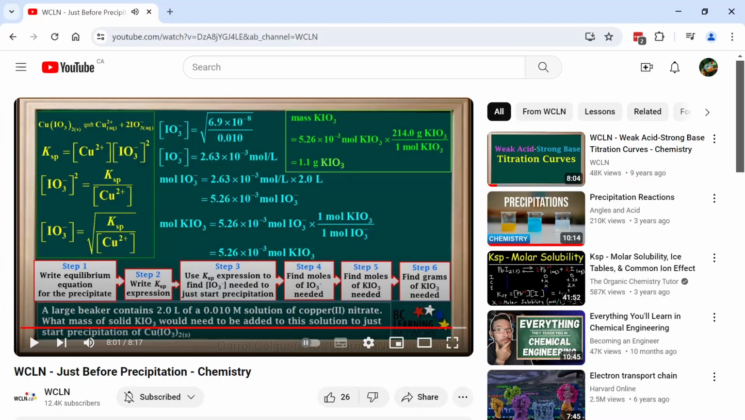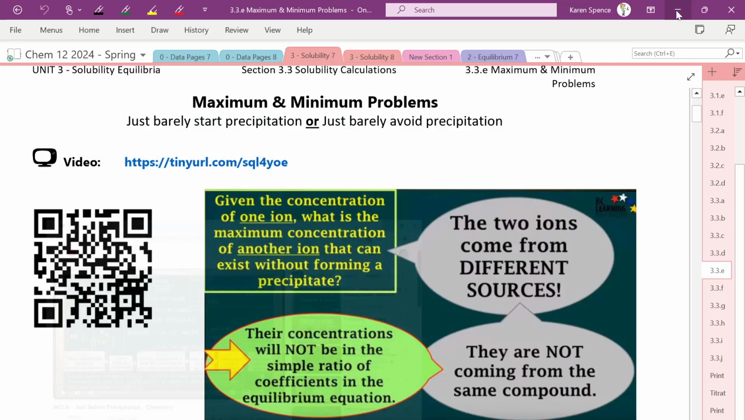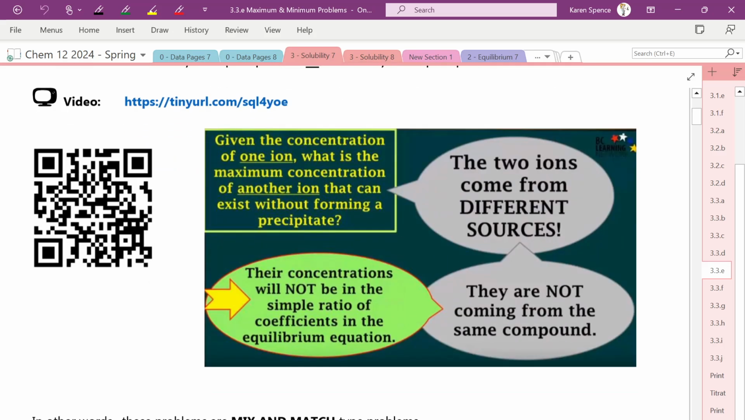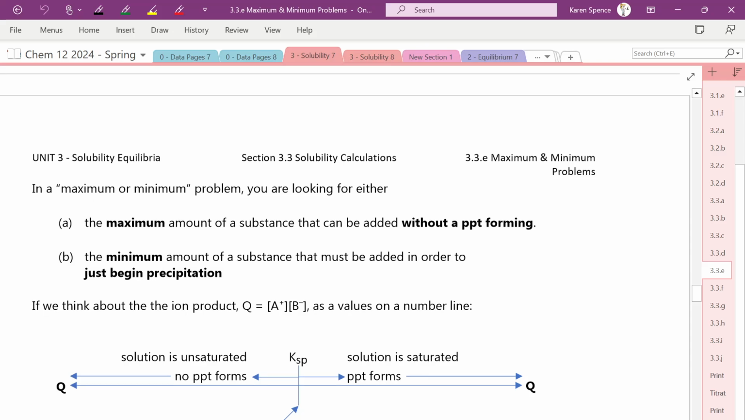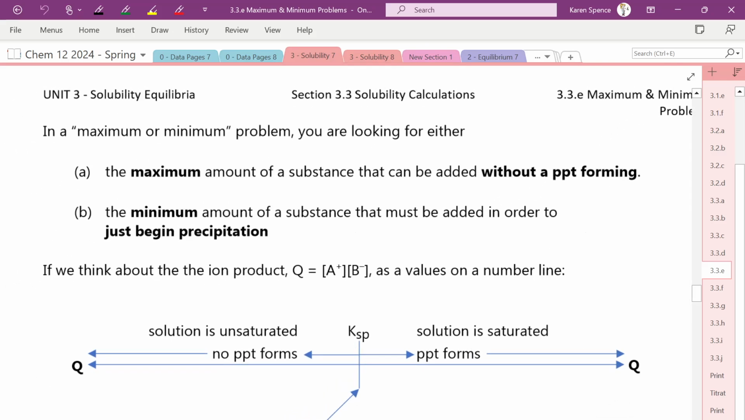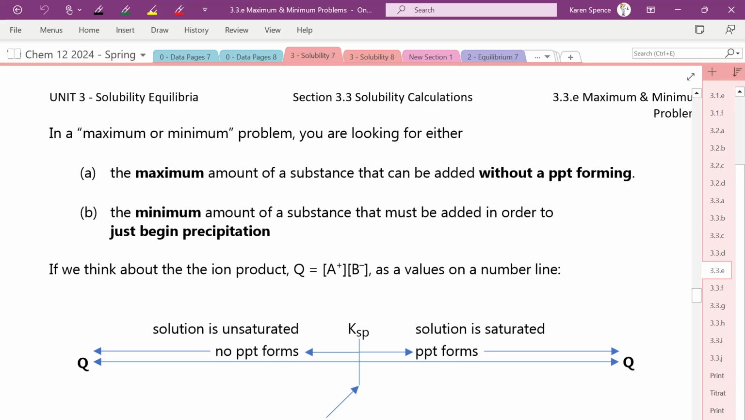Okay, now, we are on page 73. And basically, if you weren't here for the whole presentation, this just summarizes what we've been talking about. Maximum and minimum problems, you're either looking for the maximum without a precipitate or the minimum to cause a precipitate. And they are the same type of problem.